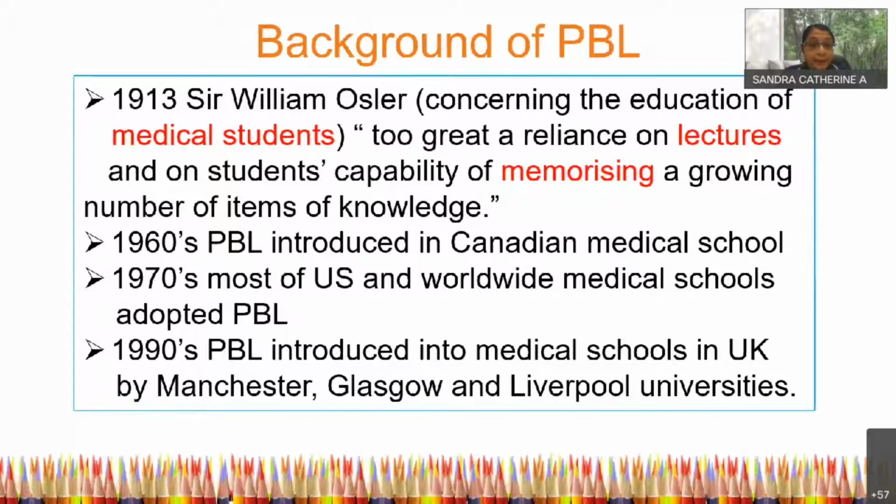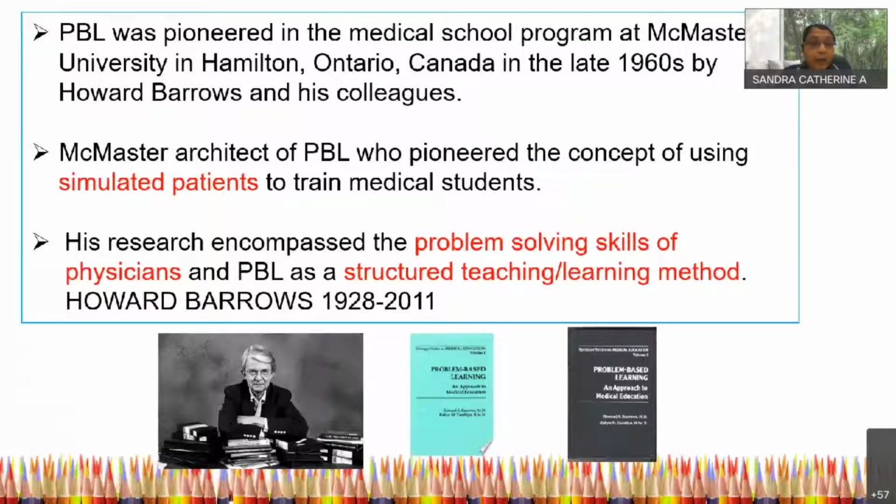So the next slide. The first theory about problem-based learning was brought up by Howard Barrows, who's also a medical doctor, and they pioneered this concept of using simulated patients to train the medical students. And he focused on problem-solving skills of the physicians or the doctors, and they used problem-based learning as a structured teaching or learning method in those days. Next.